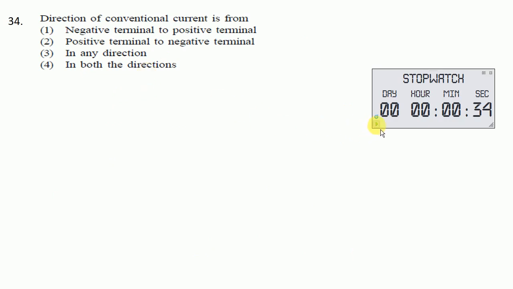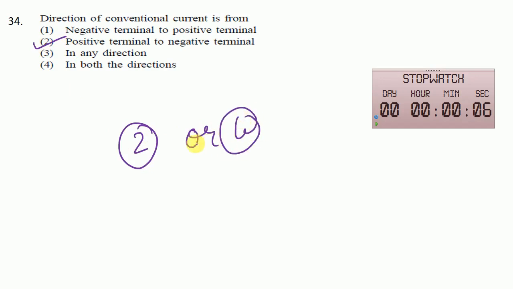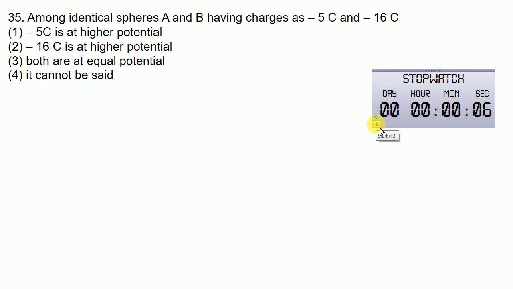Okay, this is a very easy question, only 5 seconds, come on. Okay, the direction of conventional current is from positive terminal to negative terminal, right? Second or B option is correct. Clear? Electrons flow from negative terminal to positive terminal, but the conventional direction is from positive to negative.